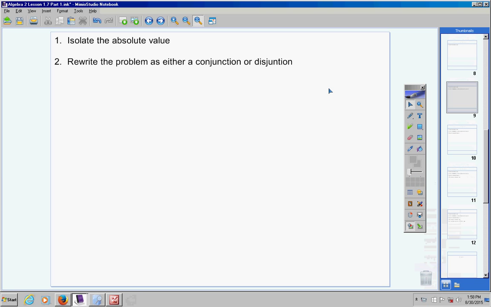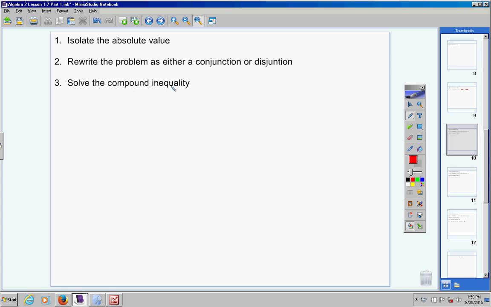Okay students, I'm back. Notice I made a little change there. I had retyped this earlier and forgot to save it to this page here. So step 2. Step 1, isolate the absolute value. Step 2, rewrite the problem as either a conjunction or a disjunction. Remember, there should be a C right here, disjunction. Remember, I will explain all this to you later, okay? Step 3, solve the compound inequality.